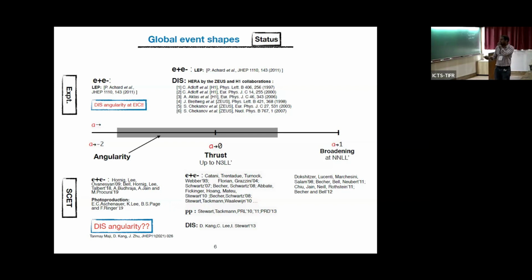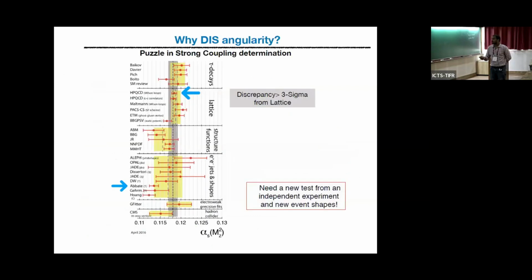So broadening is also more or less studied. But in the case of the angularity, E plus E minus angularity is studied by Lee and Bell and these groups, and also Felix has reported this angularity for photoproduction. So our plan was to address DIS angularity for this range. So we published this work, and I'm mostly going to talk about this work.